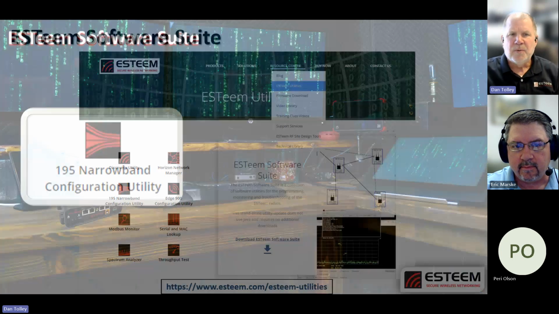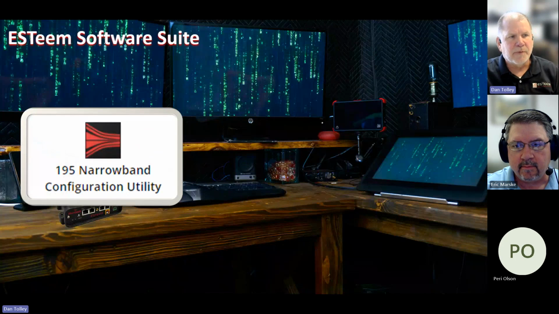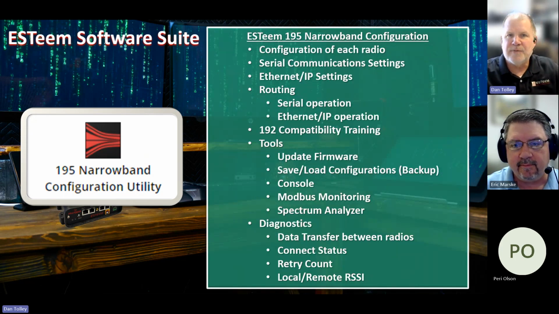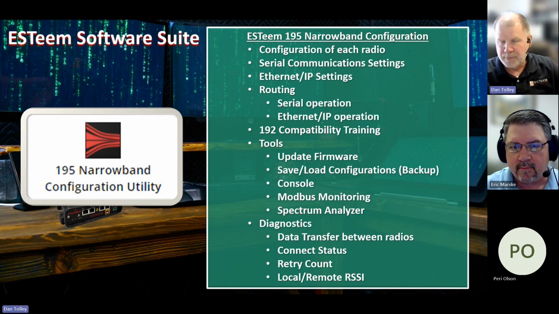As I mentioned earlier, what we're focusing on today is a much deeper dive into the 195 narrowband configuration utility. What does this actually give you? This is how we configure each of those radios. This is how we set up whether you're going to be a serial communication network or an Ethernet IP network, and the settings for that. How do we set up the routing to go through particular repeaters to get to a destination? This is done a little differently for serial operation than for Ethernet IP operation.